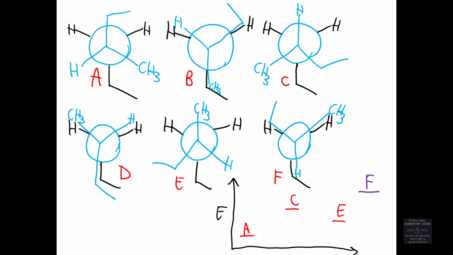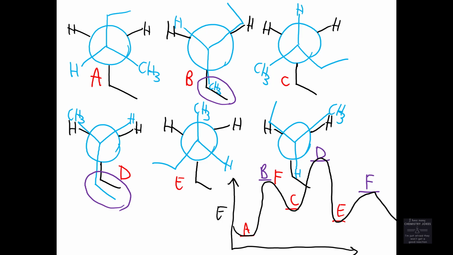Okay. What about between B and D? B has methyl eclipsing ethyl. D has ethyl eclipsing ethyl. Woo! D's the worst. We're going to put D way up high, and we'll put B lower than D but higher than F. And on this crazy little plot over here, we're going to connect it like a little roller coaster. Woo, woo, woo. Yep, isn't it pretty?